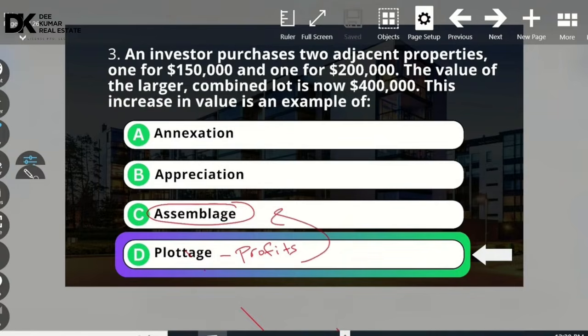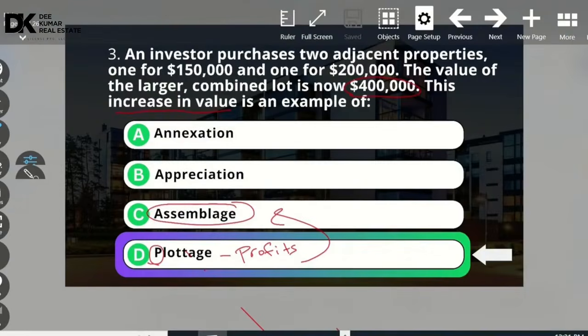So what they're saying here is, this increase in value, it should be $350,000, but it increased by $50,000, and now the value is $400,000. This increase in value is an example of what? And that is plottage. Think of P for plottage, P for profits. Plottage is the profits realized through successful assemblage. So when you combine 2 lots together and you get a greater value because, let's say, for example, it's more developable or something like that, then we call that plottage.